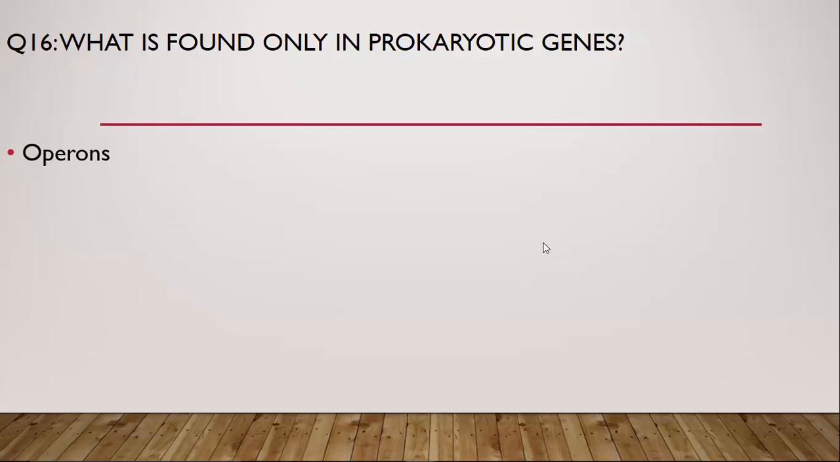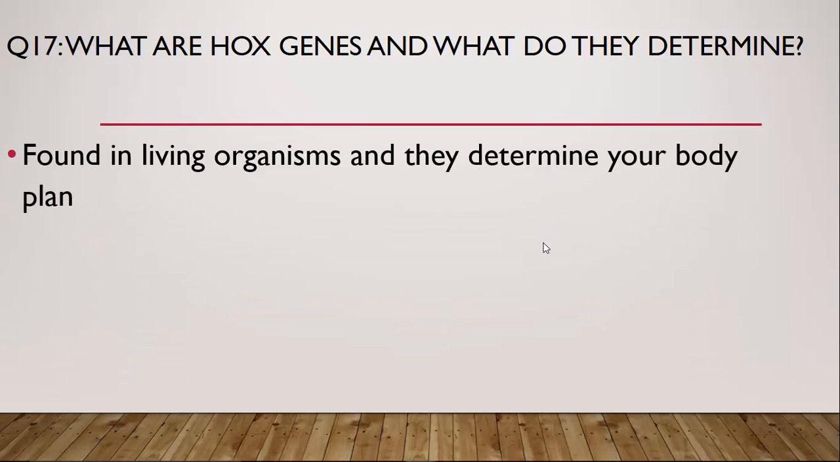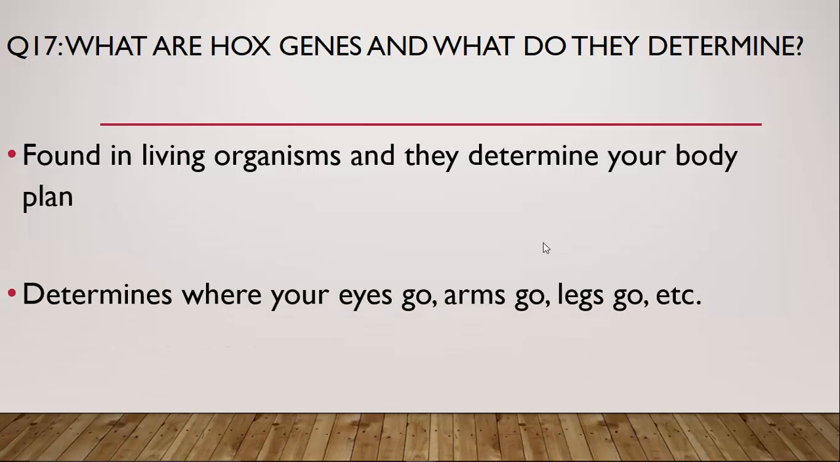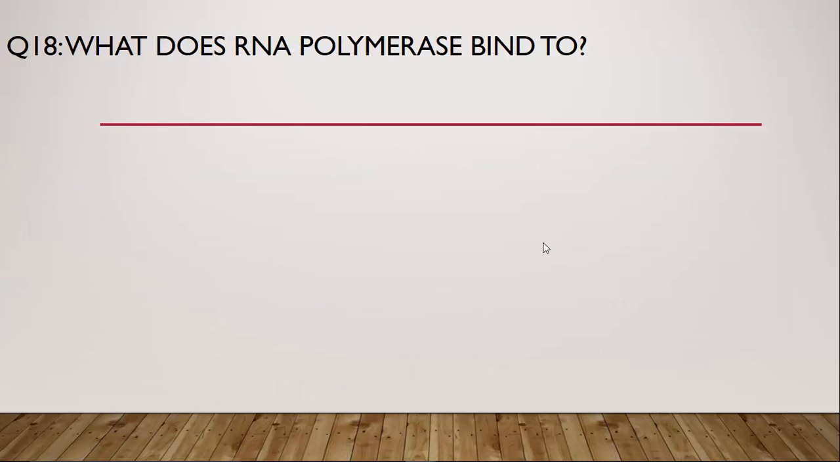What are the Hox genes and what do they determine? The Hox genes are really wonderful. They're found in living organisms and they determine your body plan. You can find them in almost every living organism. You can find them in fish. You can find them in flies, birds, humans. It determines where your eyes go, your arms go, your legs go, and determines where your body parts go. This way you don't have a leg sticking out of your face.